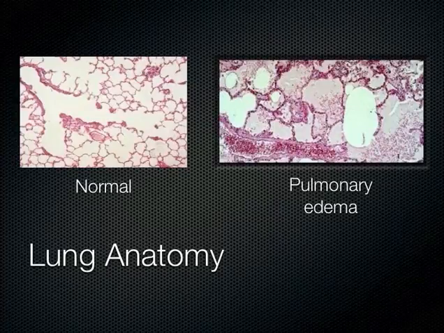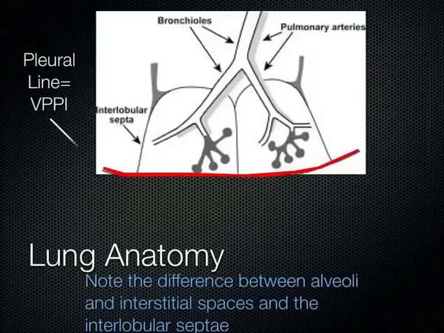Looking back at the picture, you'll hear the pleural line referred to as the VPPI, the visceral parietal pleural interface. It basically just means where the visceral and the parietal pleura come together and move on each other. These terminal bronchioles go all the way out to the periphery of the lungs, and the interlobular septae come up to the surface in a perpendicular fashion. That is important to note, because it will explain some of the artifacts we see in a moment.